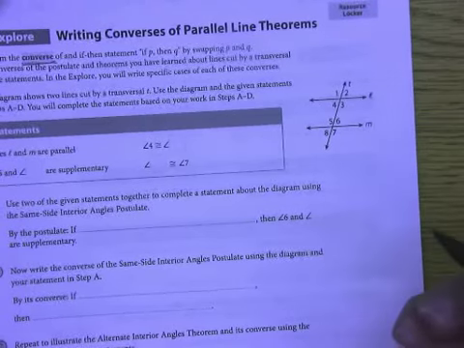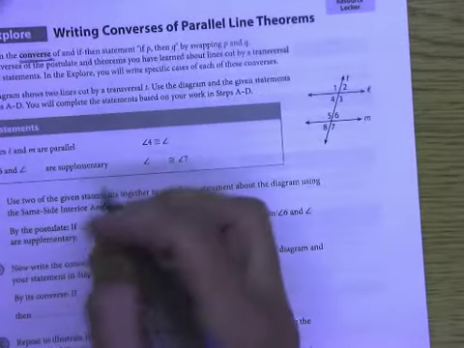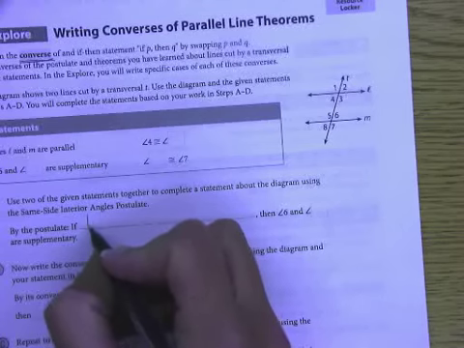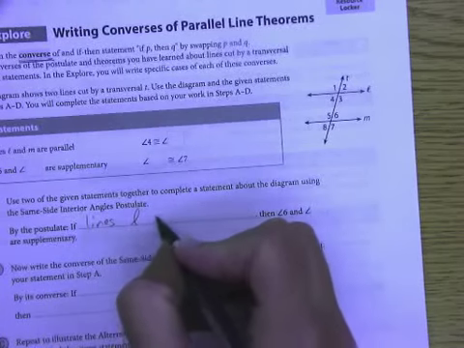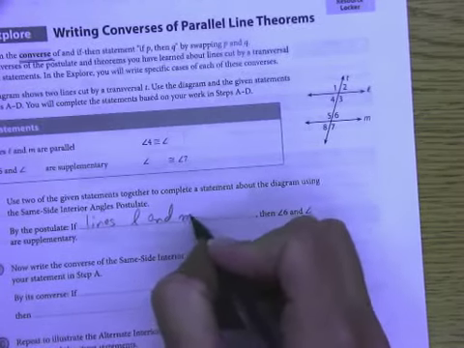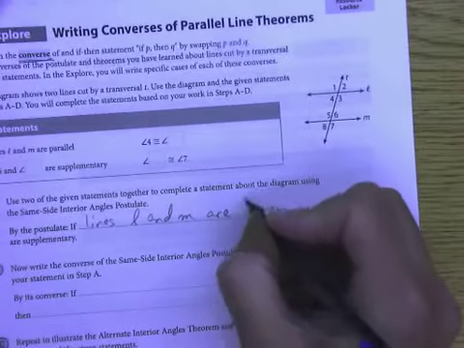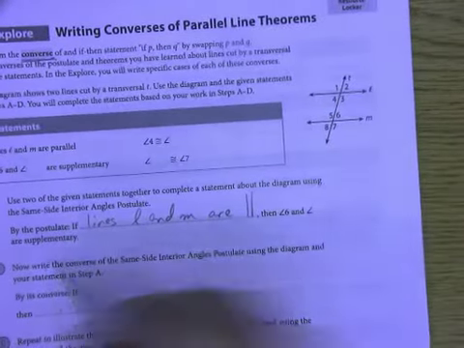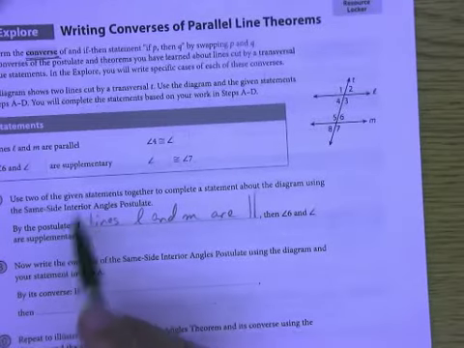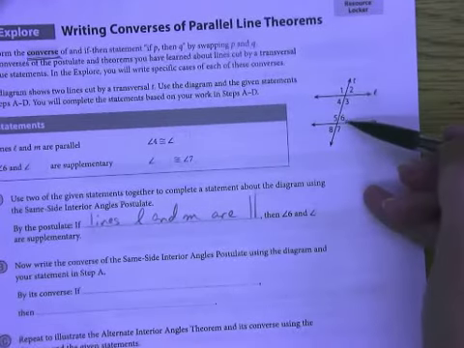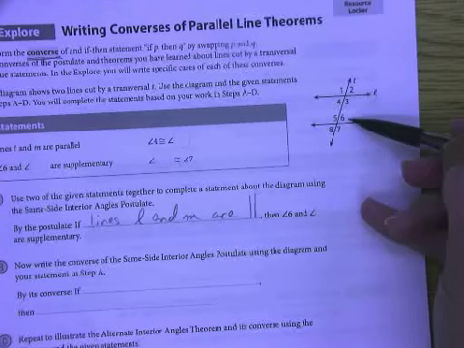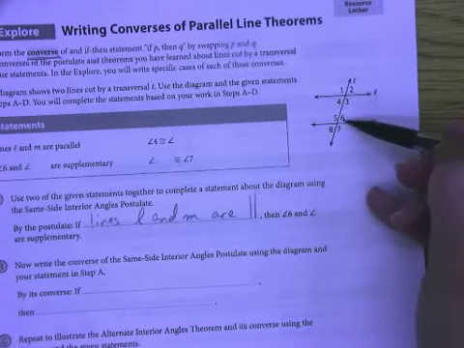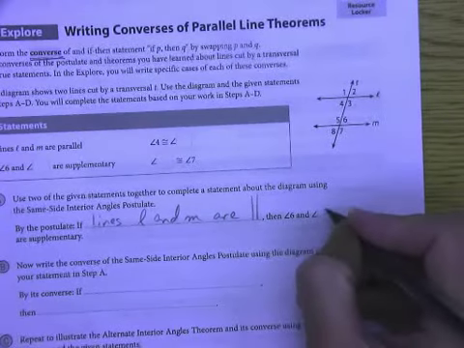Well, the same side interior angles postulate says if lines are parallel, so if lines L and M are parallel, then angle 6 and angle something will be supplementary. Well, they're same side interior angles, so notice what angle in this diagram is a same side interior angle to angle 6. It's angle 3.